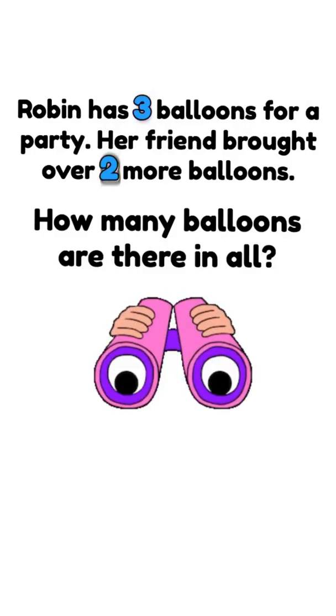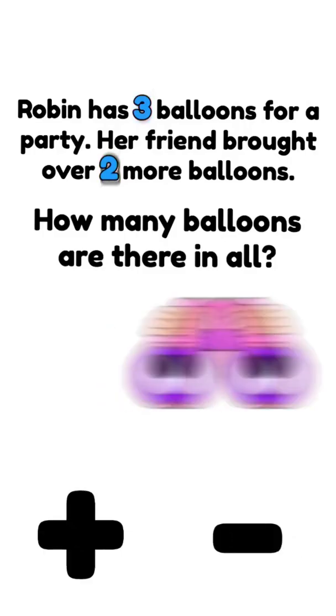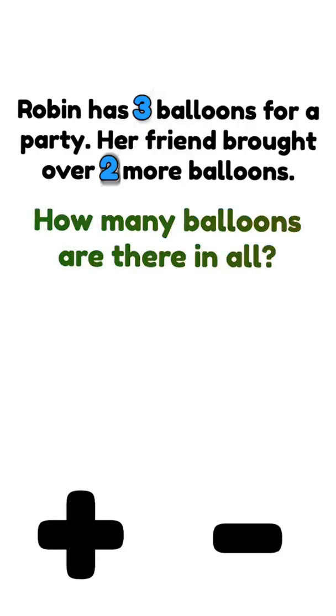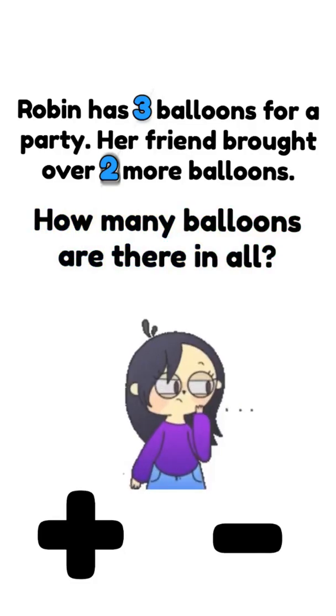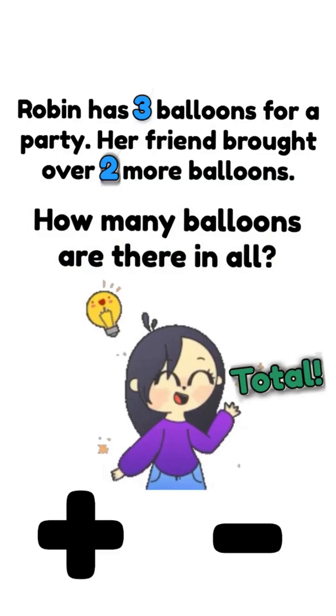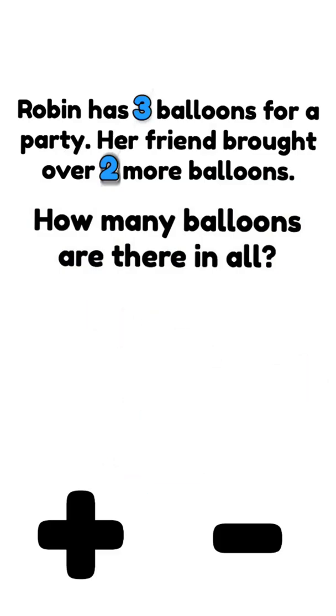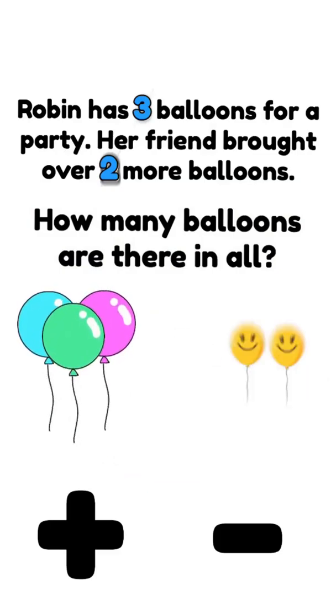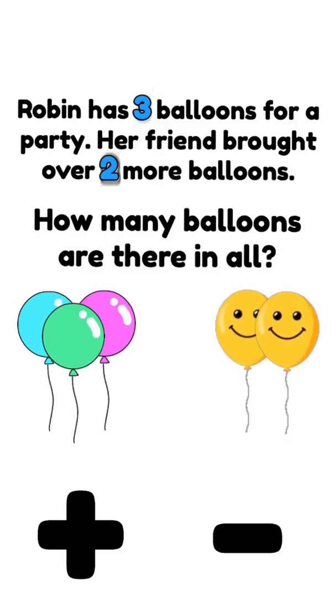When I read this word problem, I noticed the numbers 3 and 2. I think we're going to need to do something with those. I also looked for clues to help me decide if we need to add or subtract. The question part of this word problem says, how many balloons are there in all? So I think we need to find the total number of balloons. I started with 3 balloons and my friend brought 2 more. So to find out the total, we need to add.